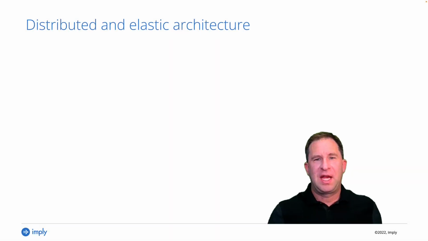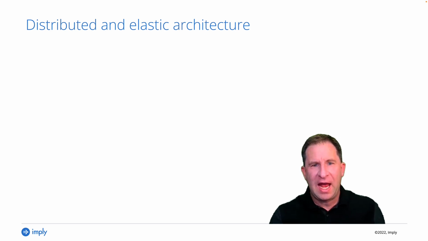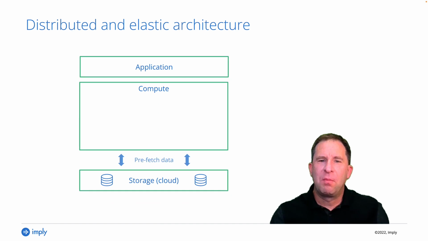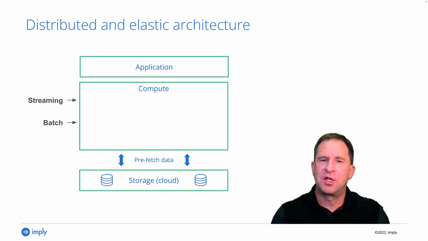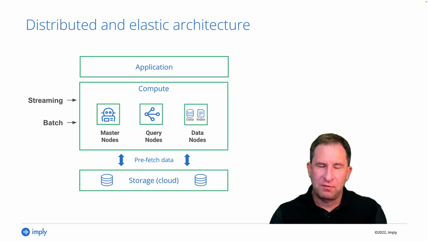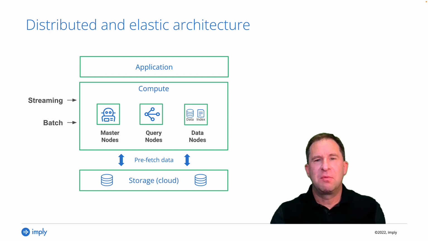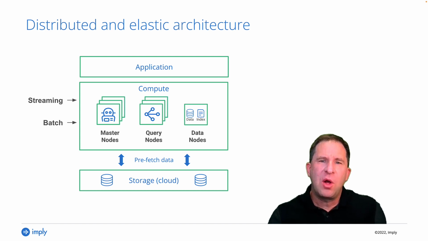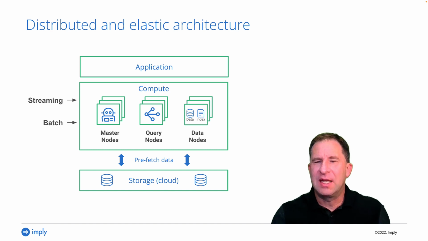To build an application for any scale, you need an architecture that is both distributed and elastic. To handle big volumes of data and thousands of concurrent users, Druid's architecture leverages independent components for control, query, and data. You can add or remove these as needed to meet your performance needs. Druid automatically balances the query and data ingest loads across these nodes to maximize performance. This is just one aspect of Druid's distributed and elastic architecture.